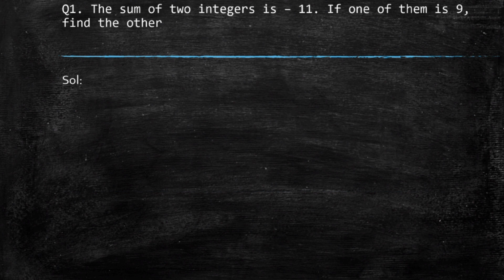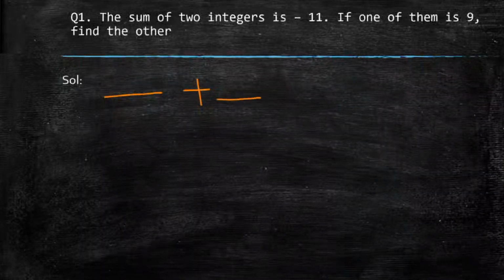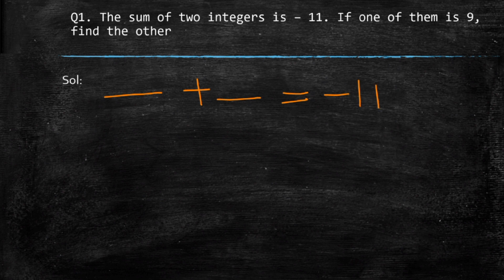Hello everyone. Today we are going to do a few questions of chapter number 1, Integers, of class 7th. Question number 1: the sum of two integers is minus 11. If one of them is 9, then you are going to find out the other number. See, what is given here is that the sum of two integers is minus 11. You can write here that it is minus 11. Now, one of the integers is given to you, which is 9. So, you can write here 9. Another integer, you can take it as x. Now, I need to find out x.